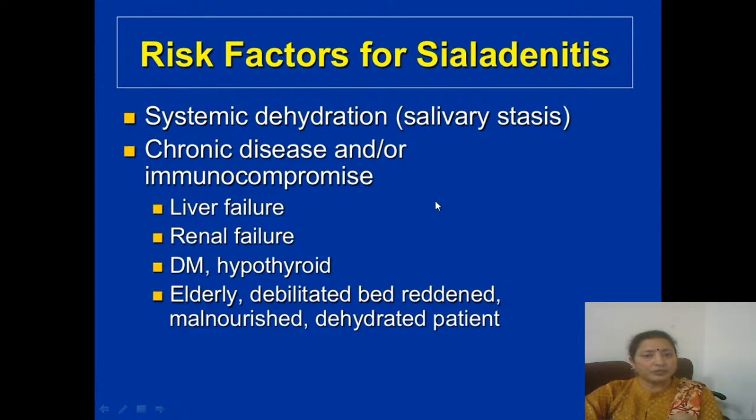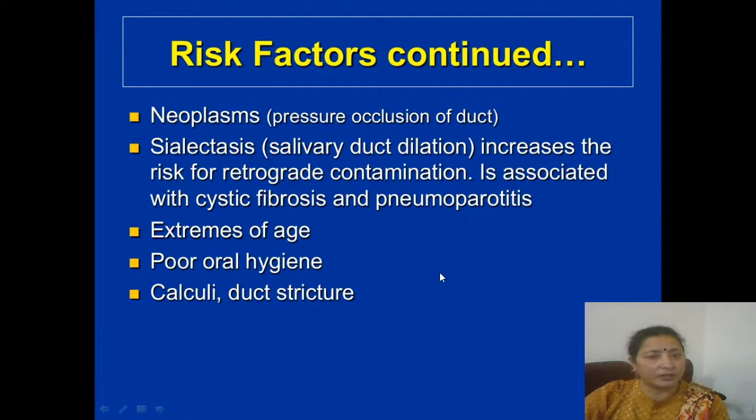So we have to keep on hydrating such patients and also give instructions to them. Other risk factors are chronic disease or immunosuppressants, liver failure, renal failure, diabetes, hypothyroidism, and elderly patients who are debilitated, bedridden, or malnourished. They are all reasons for infection in these glands. And we know neoplasms, pressure occlusion of the duct, can be one reason, right? The patient may come with pain, but a mass was there for a few more months. He didn't bother to come, but pain brought him to the doctor.